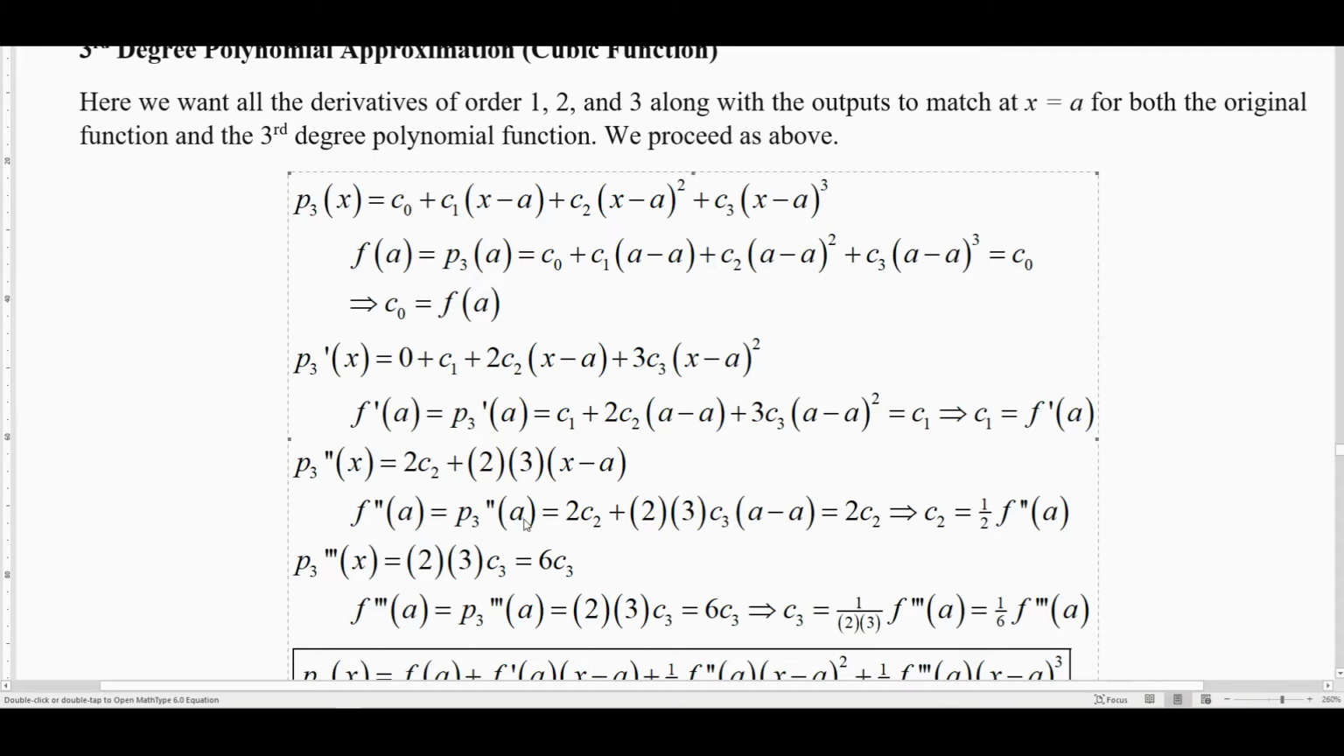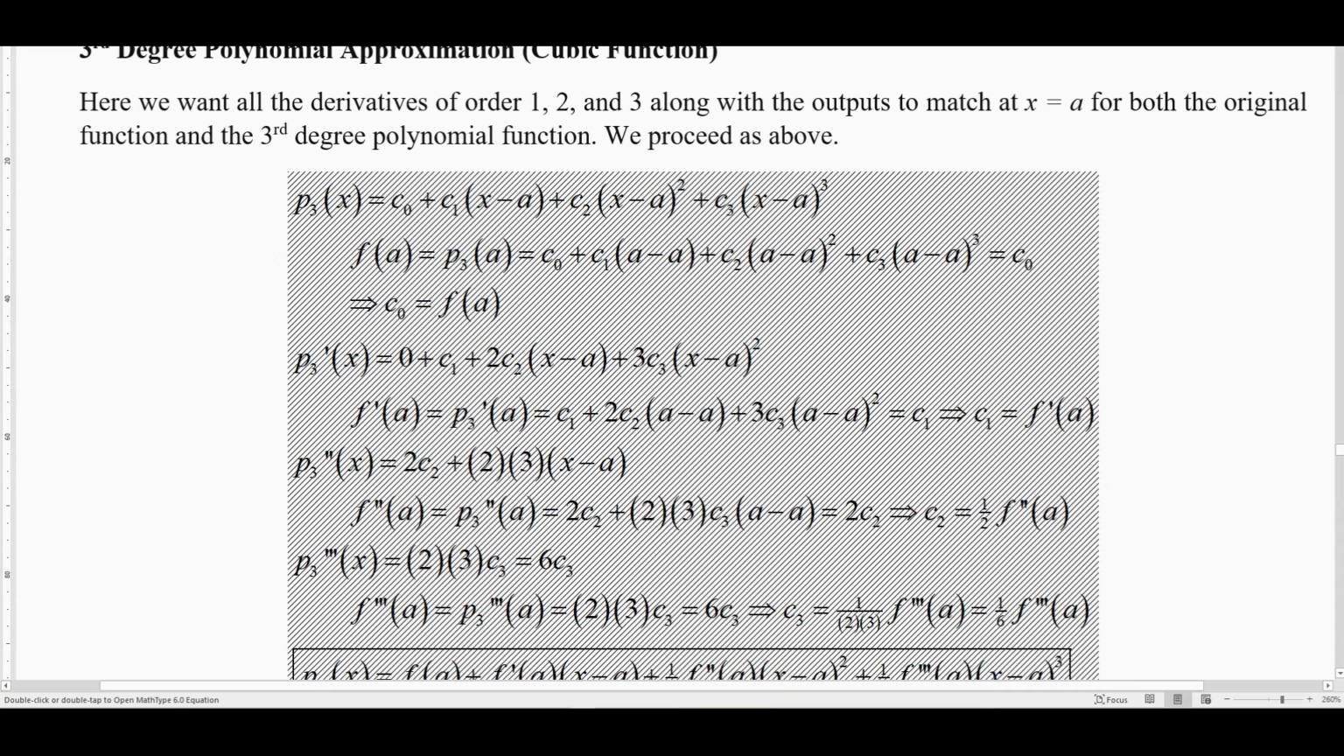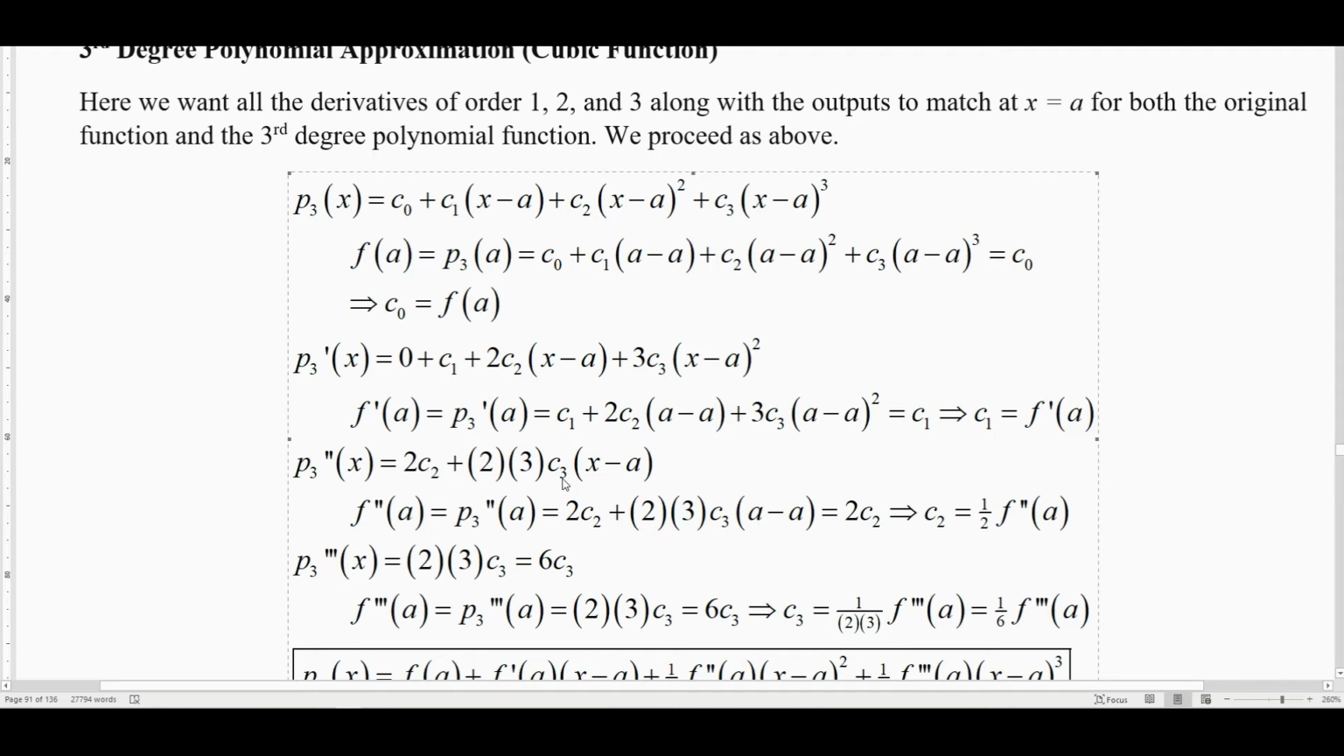But now we have a third term, so we do another derivative. That goes away to 0. And this last one is just 2 times 3 times, somewhere I lost a c3 right here. Let me put that back in. Okay, where is it? There it is. Right there. Okay. And I have it right there. Okay. And then when you plug in a, we already did that part.